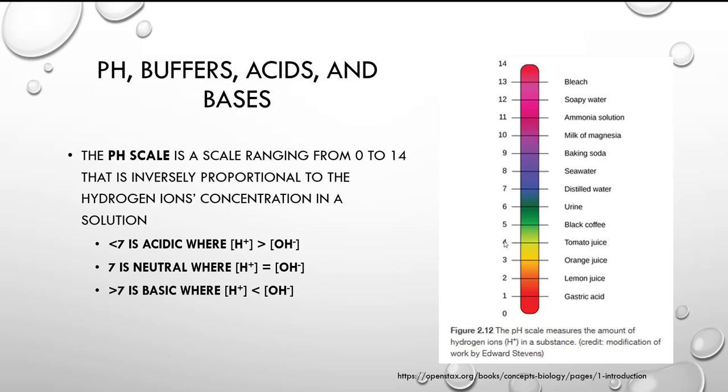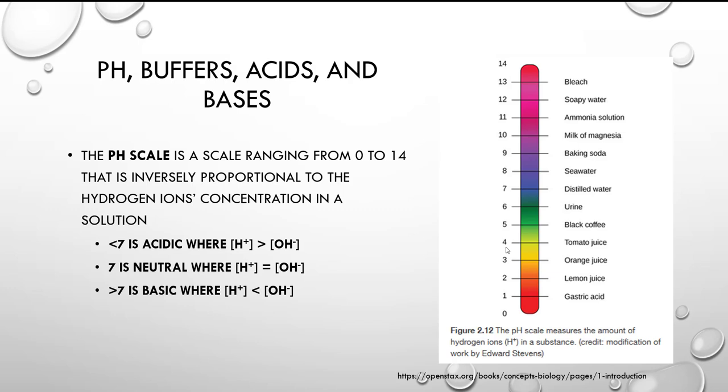So, if I'm going from tomato juice to black coffee, I'm decreasing the hydrogen ion concentration by 10 times. Okay. If I'm going from tomato juice to lemon juice, I'm increasing the hydrogen ion concentration by 10 times 10 or 100 times. So every time you move one number on the pH scale, you're changing it by a factor of 10. So it's 10 times 10.